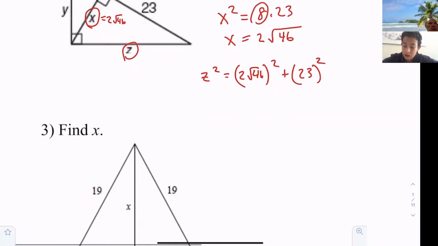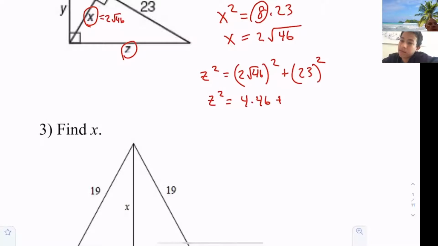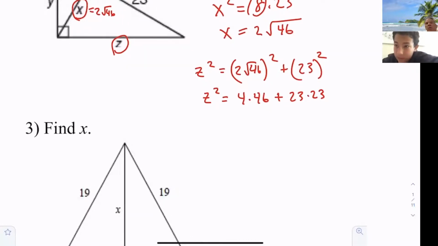Now, again, I'm going to try to show you some math here, so please pay attention. If I square 2 radical 46, does everybody agree I get 4 times 46? And then I'm not really multiplying 23 times 23. Come on now, I need you to pay attention on this because I want you to be good with numbers. Does everybody agree 23 squared is just 23 times 23? Now, why did I not multiply them together? Can anybody tell me?